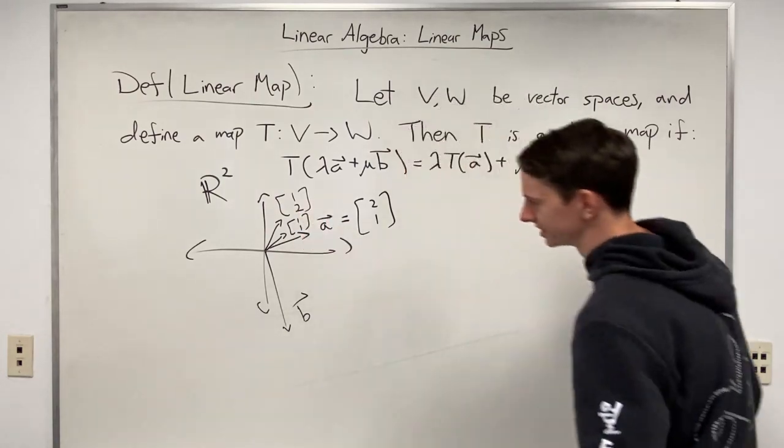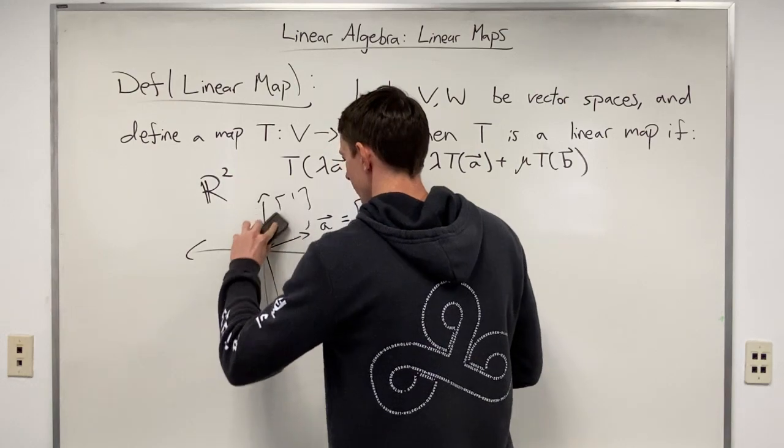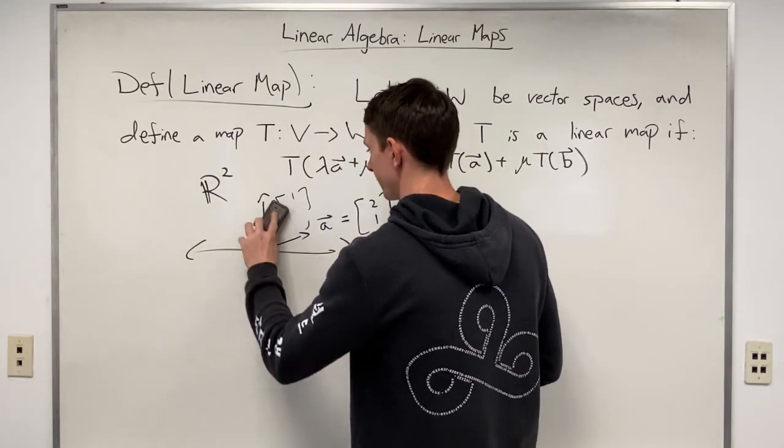Now this is getting a little bit messy. Let me just stick with one vector for now, vector A.